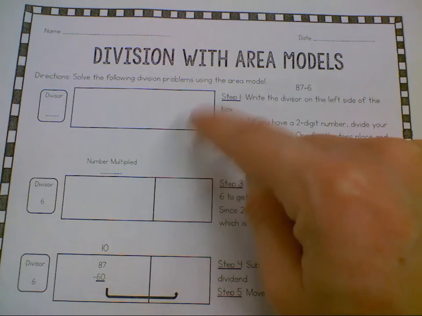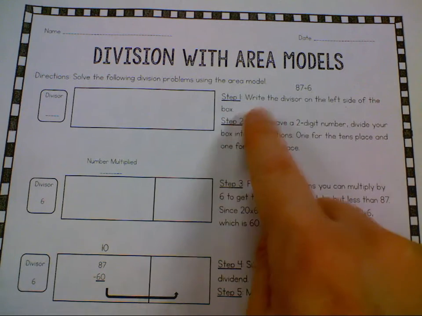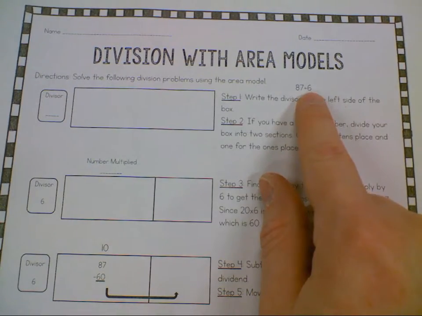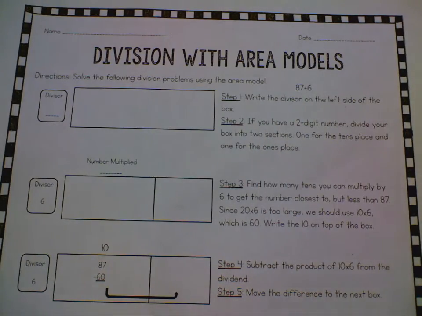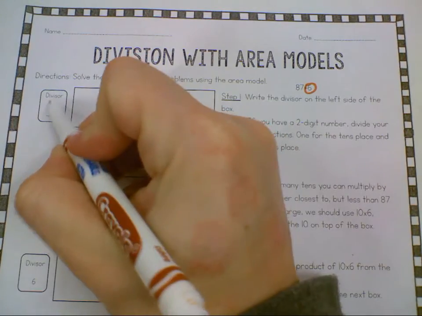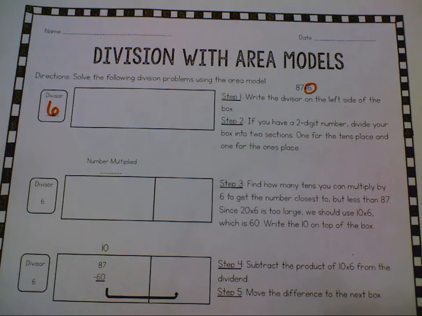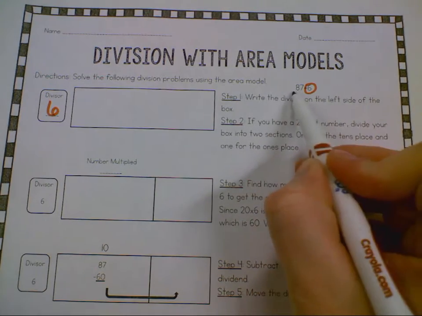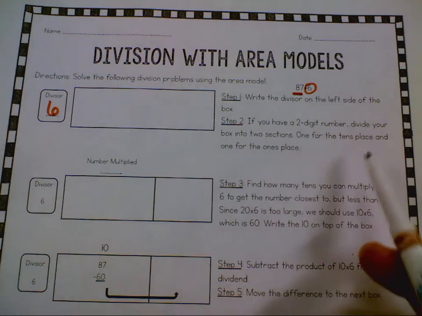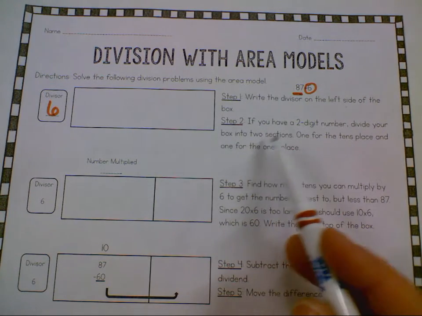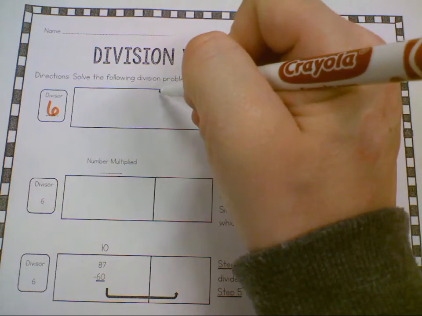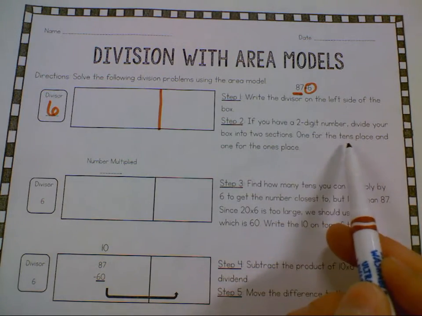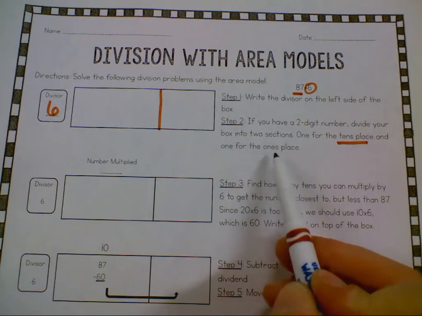We've got a big box. Okay, so our first step is to write the divisor on the left side of the box. The divisor is how many groups I am creating, which is 6. Okay, so that goes on the left side of the box. Step 2, if you have a 2-digit number, which is what we've got, 2 digits, divide your box into 2 sections. Okay, so I would divide my box into 2 sections like so. One for the tens place and one for the ones place. Okay?